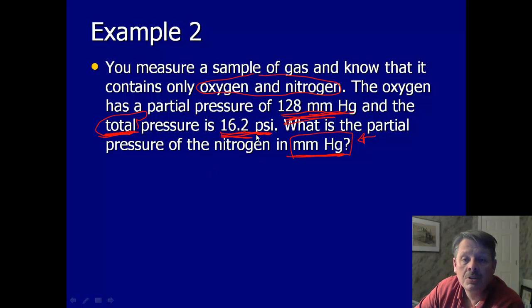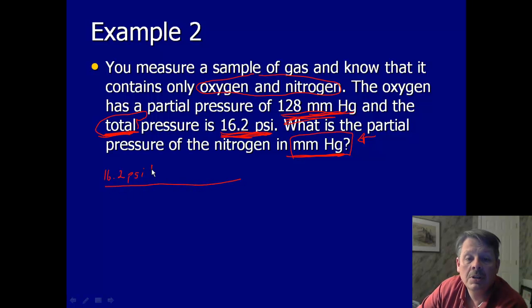So the 16.2 psi is my problem, and that's my total. So I'm going to take 16.2 psi and I'm going to do some conversions. Now you all know how to convert, so we're going to switch from psi. Now we can't convert directly to millimeters of mercury, but we can go to atmospheres, and then from atmospheres, we can go to millimeters of mercury.